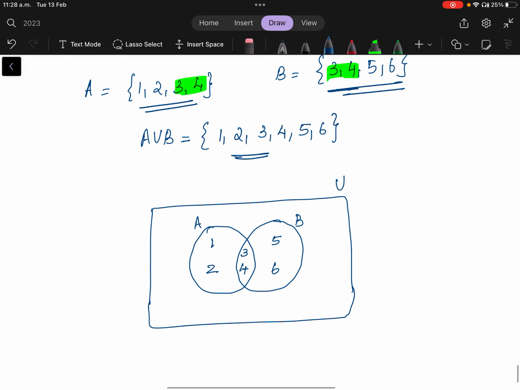Now in this, A union B means all the elements, so it is like all of these. This is A union B, and whatever comes in there is A union B. So this is the pictorial representation of A union B.